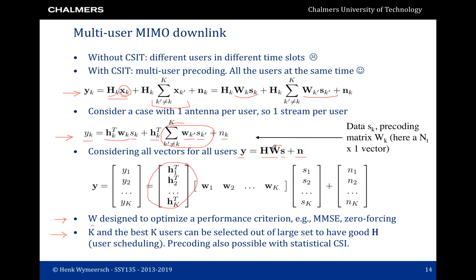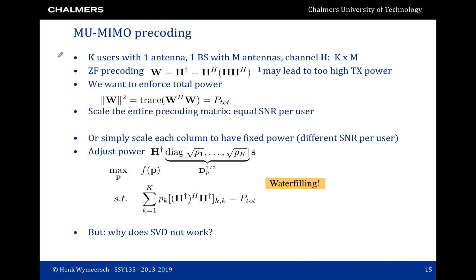So now we should look at how we should design W in order to make life easy for all of the users. In multi-user MIMO precoding, we again focus on a simple example with K users, each with one antenna, and one base station with M antennas. The downlink channel is a K by M matrix, where each row corresponds to the downlink channel of a single user.